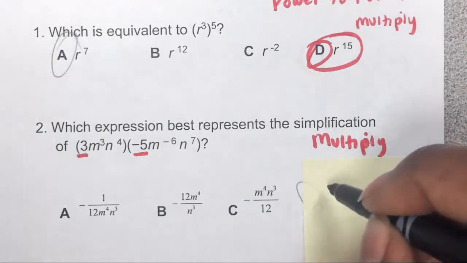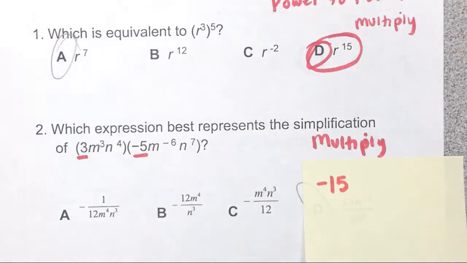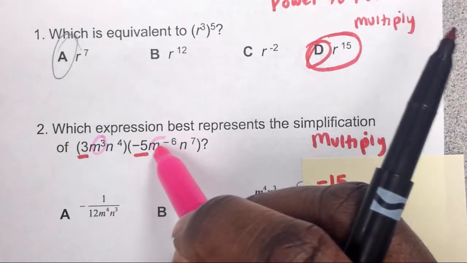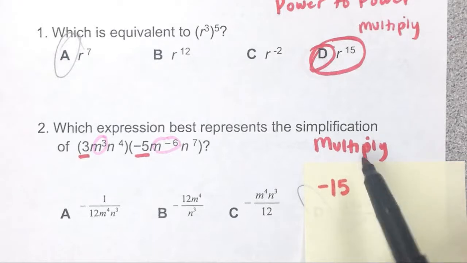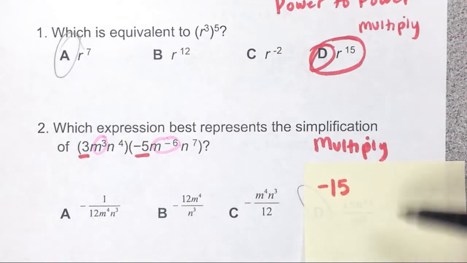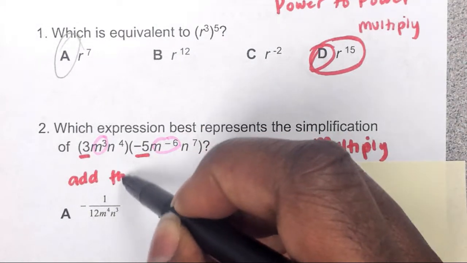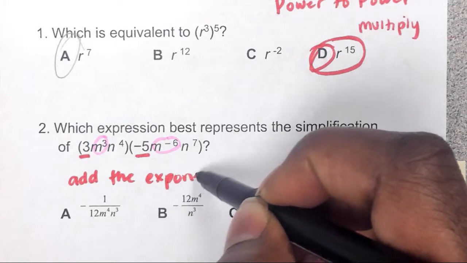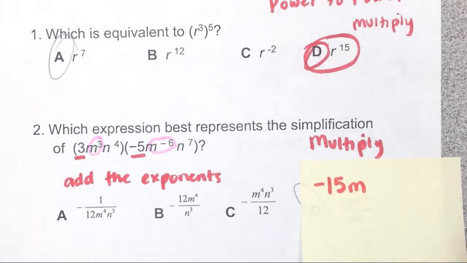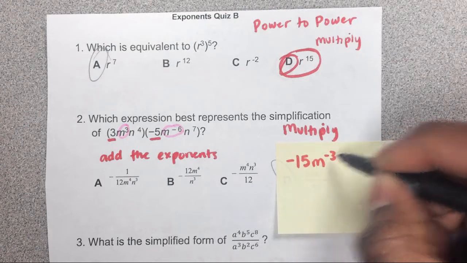I'll do it on the little sticky. So that gives me a negative 15. So now for my m, I have m to the power of 3. What am I going to do with this m, which is the same base? Multiply the big numbers. Don't keep multiplying all the little numbers. We're going to add the exponents. That's the rule. Add the exponents if they have the same base. So for my m's, I'm going to add 3 plus negative 6. 3 plus negative 6 is negative 3.